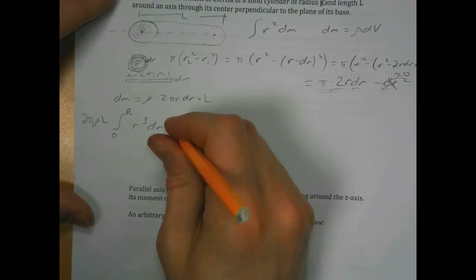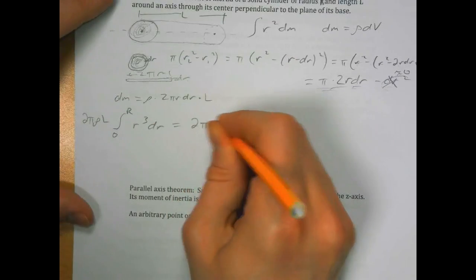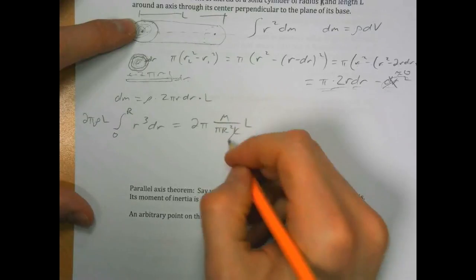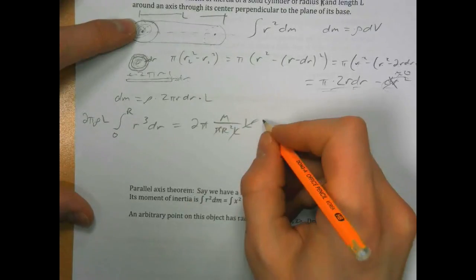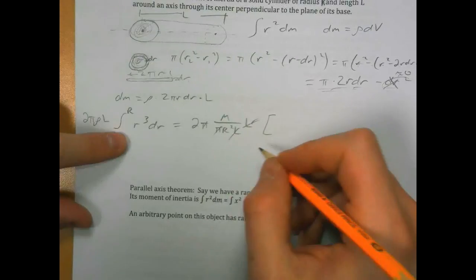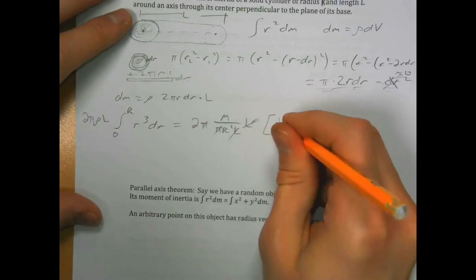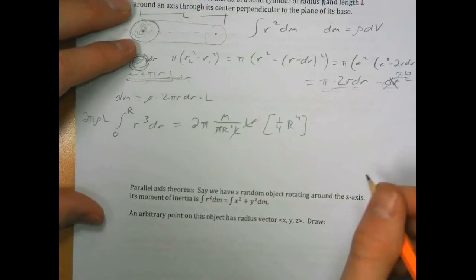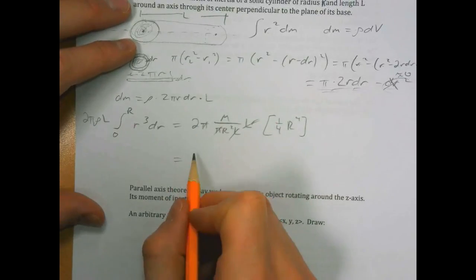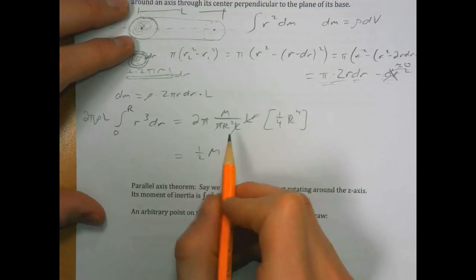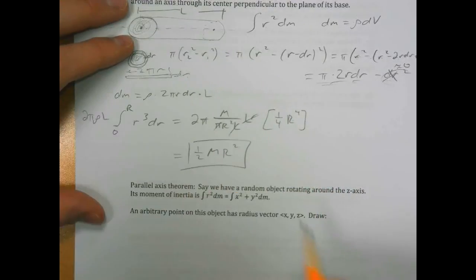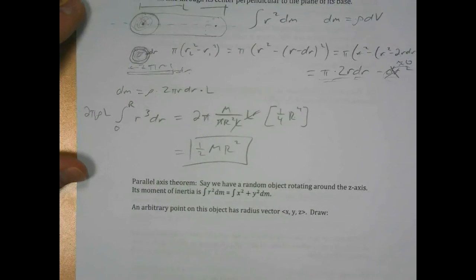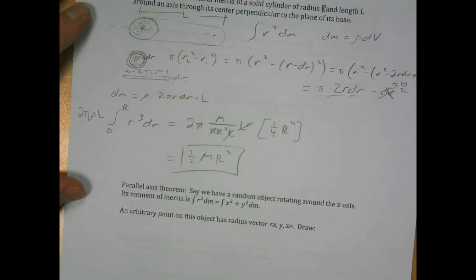Excuse me. And rho is mass over volume. Volume of a cylinder is pi r squared L. Look at that. L's go bye-bye. Pi's go bye-bye. That's nice. And then our integral, the integral of r cubed is 1 over 4 times r to the 4th. We plug in R, plug in 0. This is just 1/4 R to the 4th. 2 times 1/4 gets us a half. Mass is there. R to the 4th over R squared gets us R squared. And that is exactly the formula that you were given the other day for a solid cylinder. And so that's how we deal with moments of inertia.